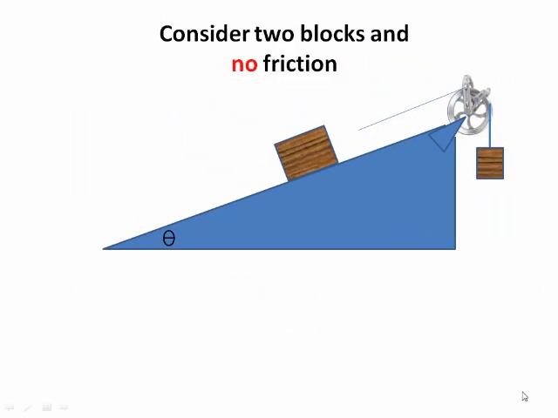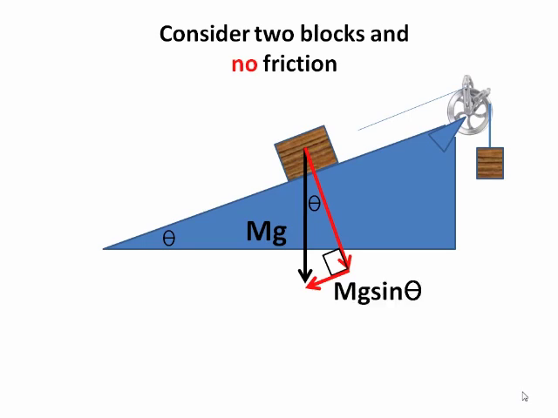Two blocks, a pulley, and an incline. We always begin by drawing the vector diagram. The mg acts down. The components are drawn as follows. You've done that before. Theta is as shown, and that component is mg sine theta, and this one is mg cos theta. If necessary, hit pause and look at it.